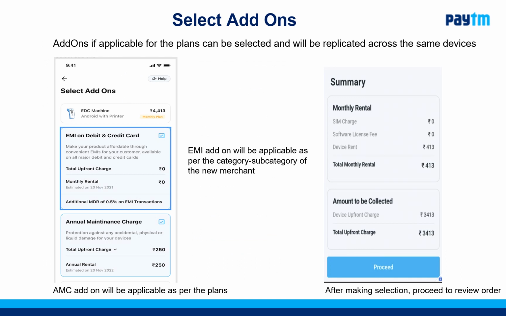The next one is to select the add-ons. To activate the bank EMI on debit and credit card, you need to tick on EMI on debit and credit card, and then the annual maintenance charges will be applicable as per the plans. So EMI is an add-on which will be applicable for the category and subcategory of the new merchant. After making the selection, proceed to review the order.